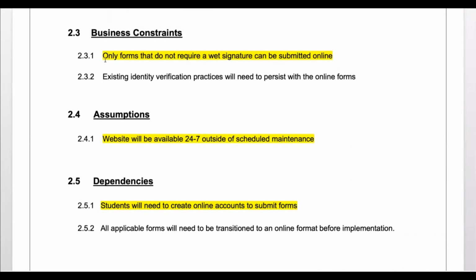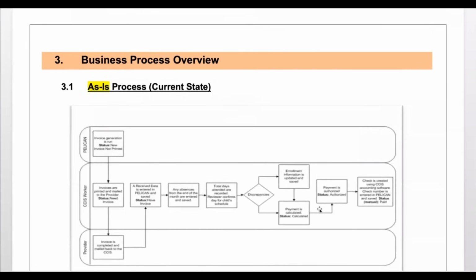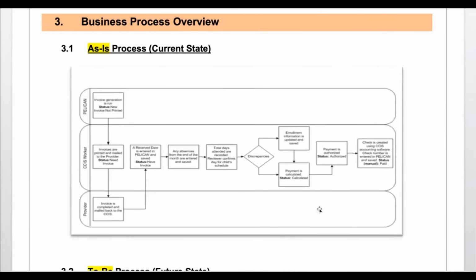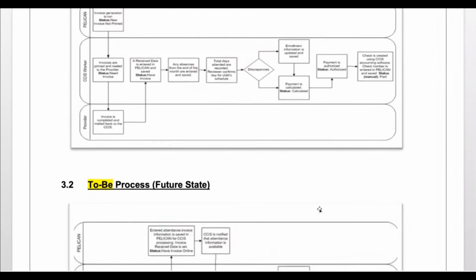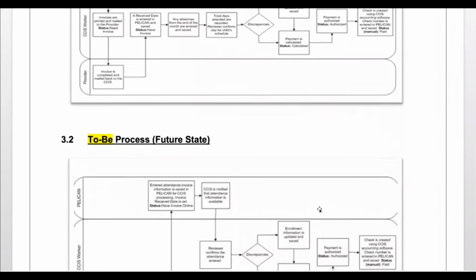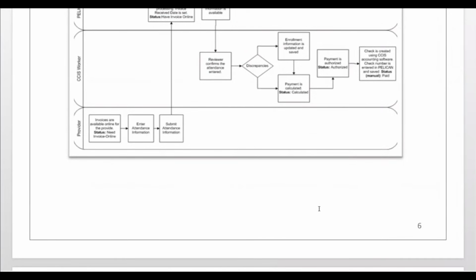One of the business constraints is that only forms that do not require a wet signature can be submitted online. An assumption will be that the website is available 24/7 outside of scheduled maintenance. And one of the dependencies could be that the students will need to create online accounts to submit the forms. The next section is the business process overview. As you can see, it includes the process map for both the as-is and the to-be future state. For details on creating a process map using BPMN, see the link in the description.